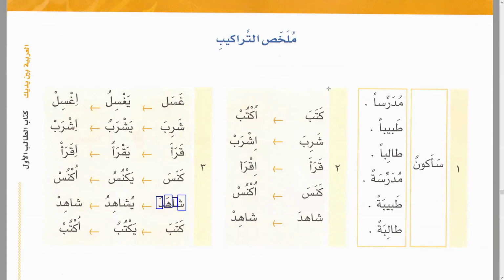The root is shahida, shahida yashhadu, which is like shariba yashrabu, shahida yashhadu. But we made shahada, like fa'ala yufa'ilu, fa'ala. For this we have a fatha, but not for the 3-letter word. Kataba yaktubu, uktub. Uktub, study.